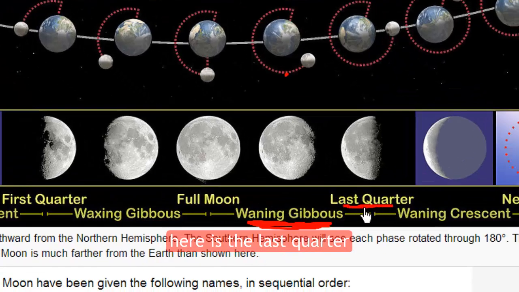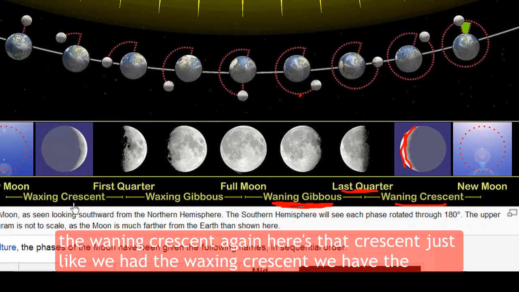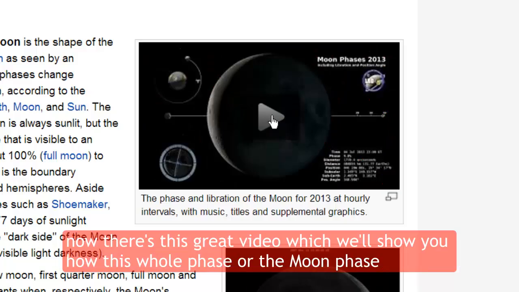Here is the last quarter, the waning crescent. Again, here's that crescent, just like we had the waxing crescent. We have the waning crescent, and then back to a new moon, which we said was about 29.53 days. Now there's this great video which will show you how this whole phase, or the moon phase, plays out.